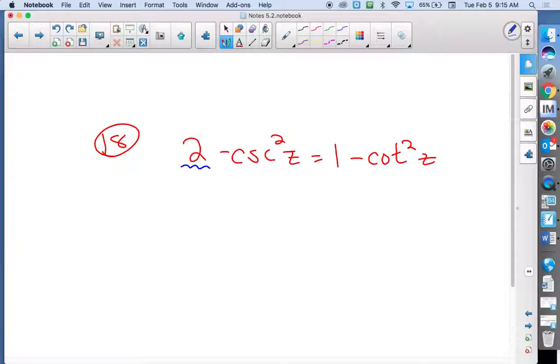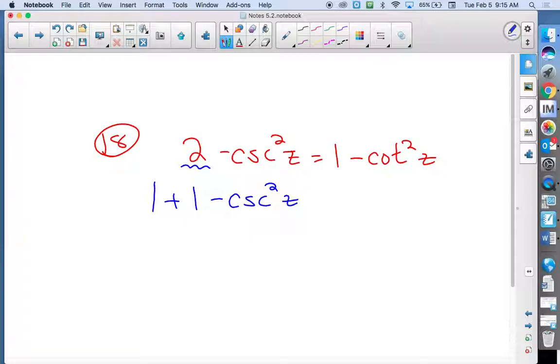Alright, so he said with that 2, you're allowed to pretty much manipulate anything in this problem. Yesterday we had that sine cubed, and we could separate that as being a sine and sine squared to get it to work. But he said this 2 can become 1 plus 1, because 2 is 1 plus 1. So you're just changing the way the 2 is written. And then minus cosecant squared.